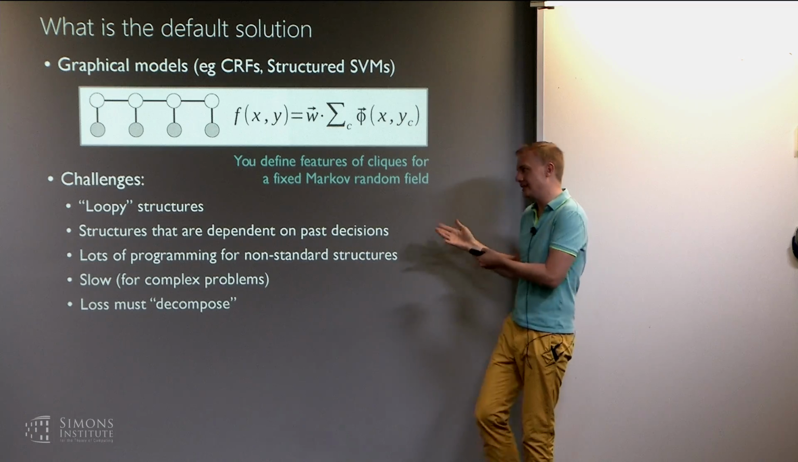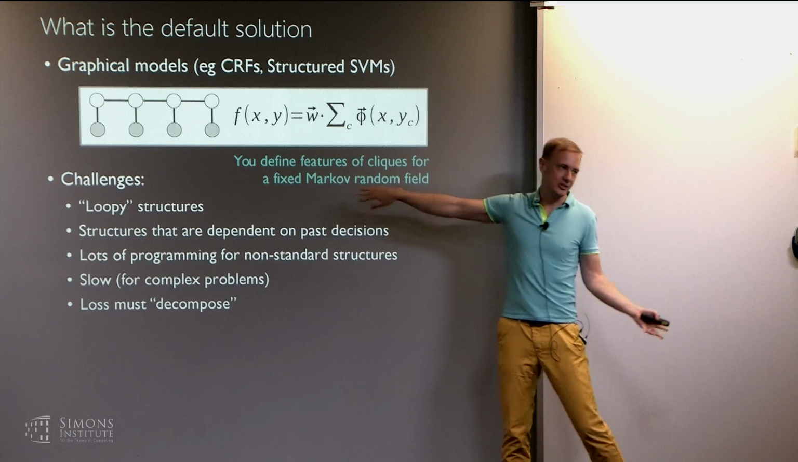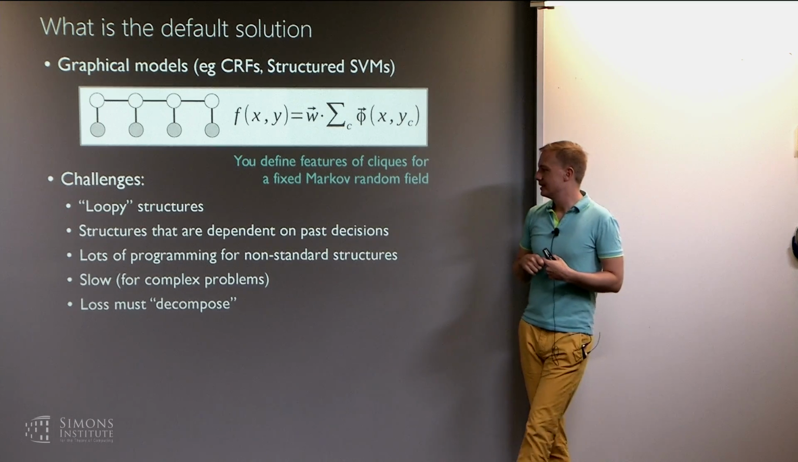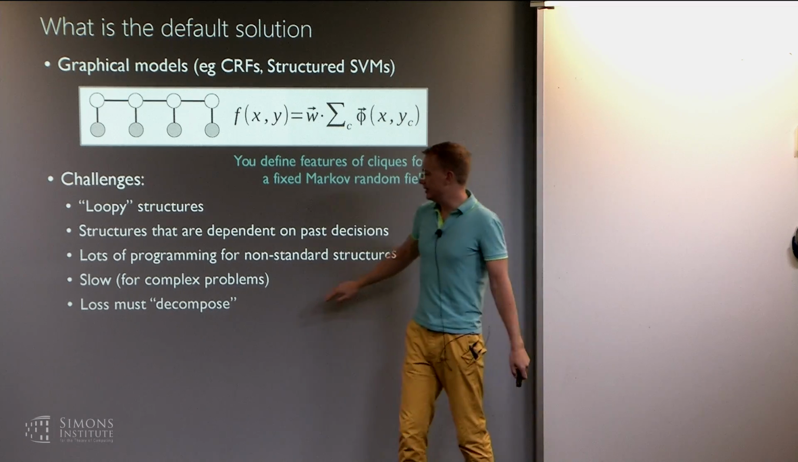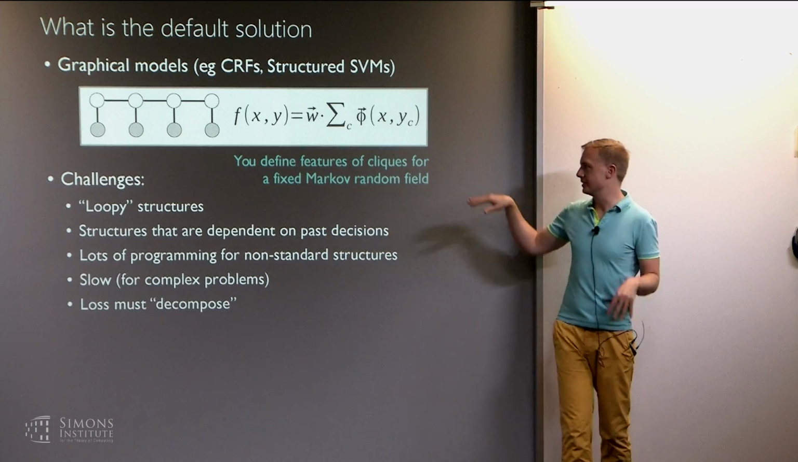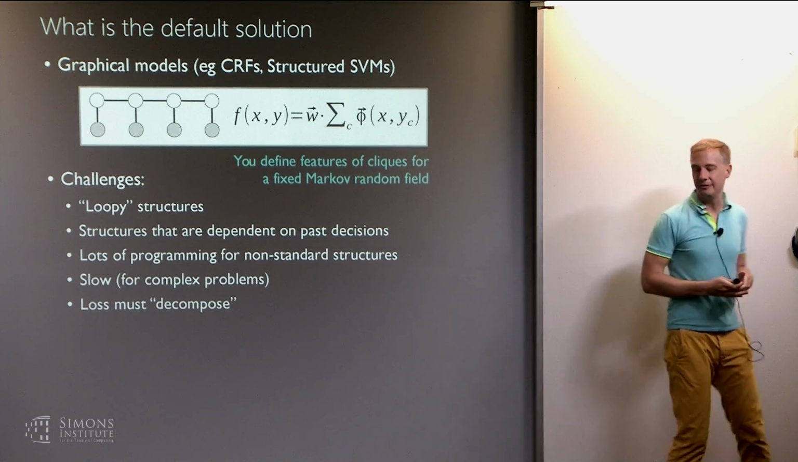There are lots of things that make this hard. How do you deal with loopy structures, like in a loopy BP type setting? What else? It can be slow to do inference in these models. And in order to get these things to train, you need to assume that the loss decomposes over the same structure that your features decompose over in the MRF.